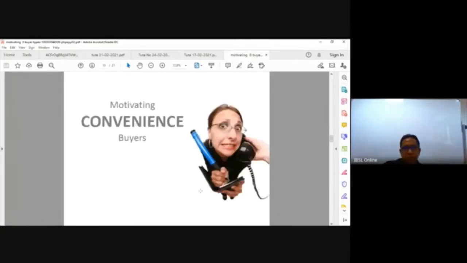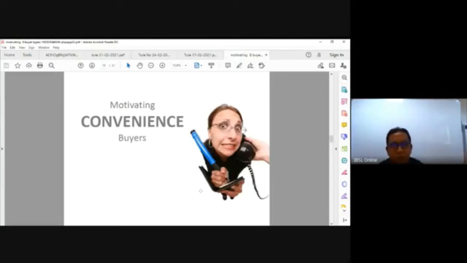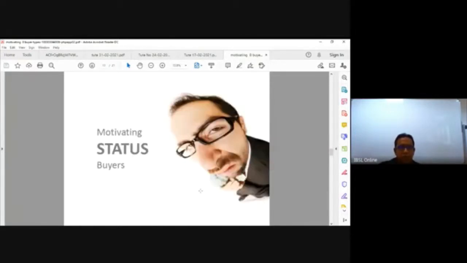Then the convenience buyers. Some customers don't want to go through hassle, right? So place merchandise that goes together in the same area, have adequate and clear signage, establish a convenient location, develop your policies, procedures, and promises with customer convenience in mind. So always be mindful about creating convenience for the customer. Whether opening an account, cashing a check, or obtaining a facility, wherever possible, maintain or create convenience for the customer. That way you can keep and motivate convenience buyers.